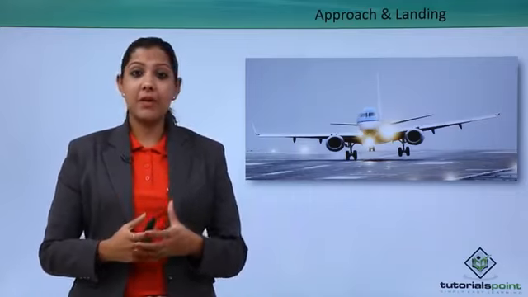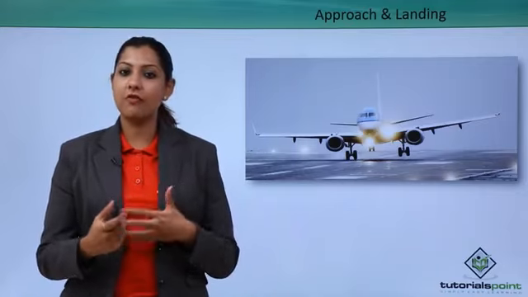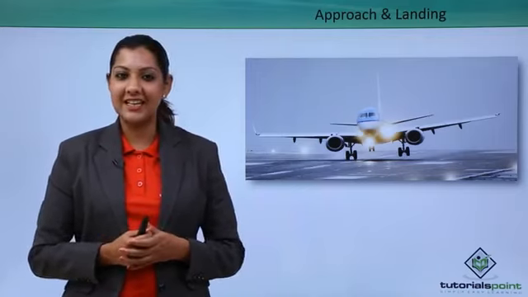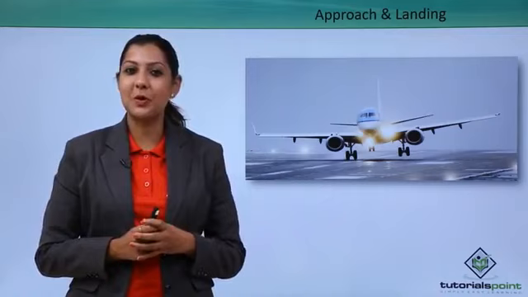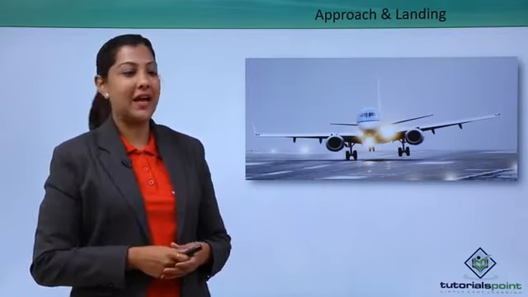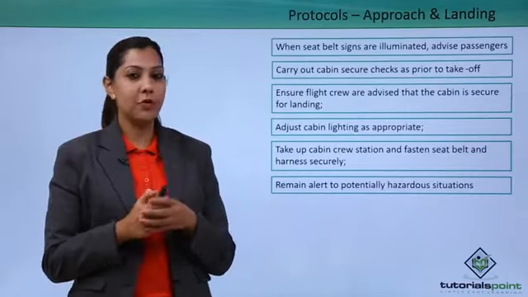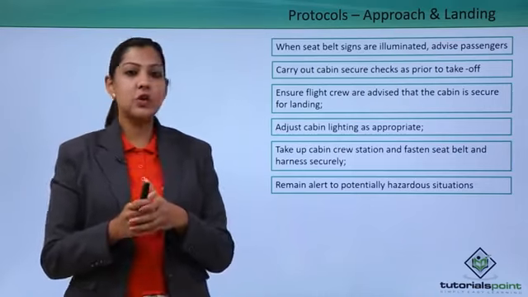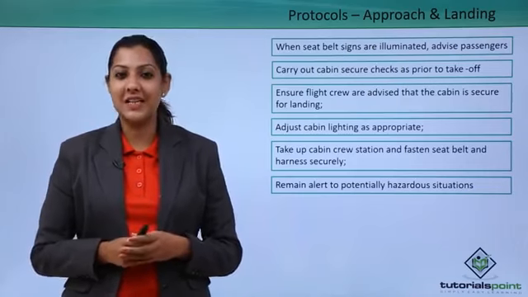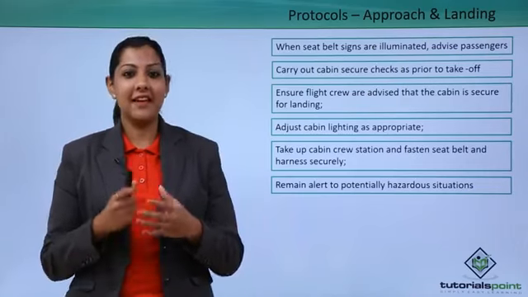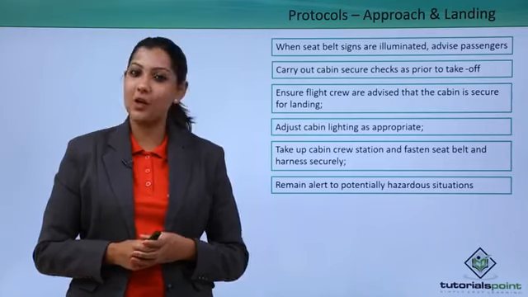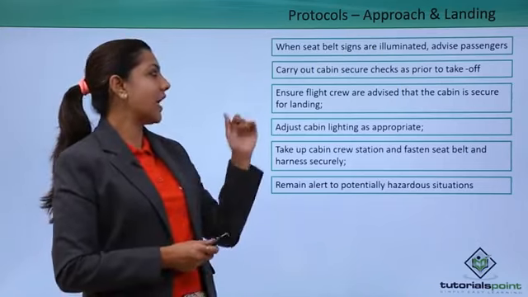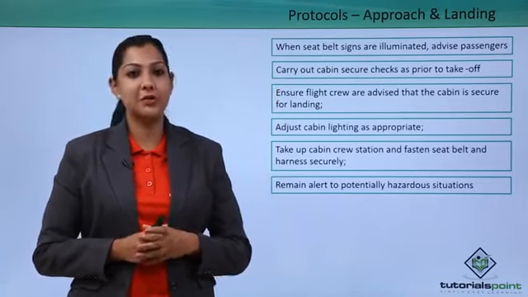Well, the takeoff has happened, cruise level has happened, the tea, coffee and the food service has been carried out. Now it's time for approach and landing, and that is the time certain protocols need to be again followed. Let's look at them. So for protocols for approach and landing, when the seatbelt signs are illuminated, advise the passengers that they need to sit down on their respective seats. They now cannot use the lavatory and they cannot be standing, so they have to sit down with their seatbelts fastened. Carry out the cabin secure check as they did prior to takeoff.